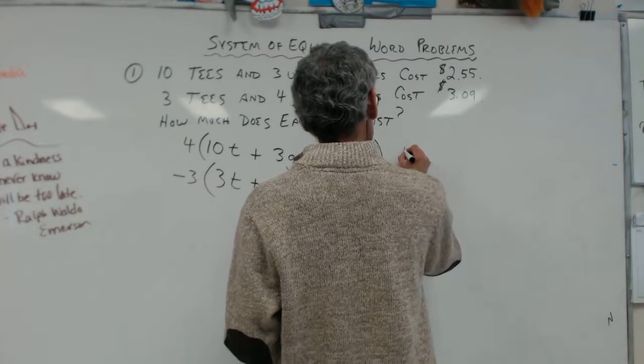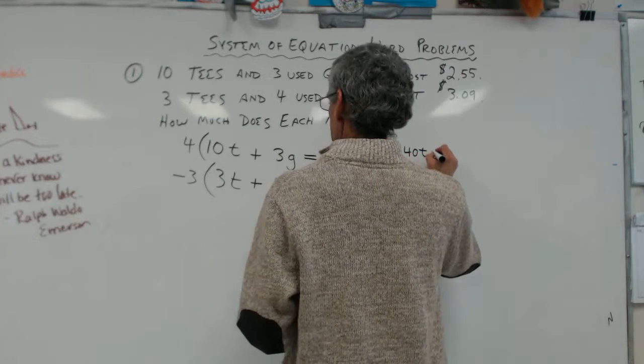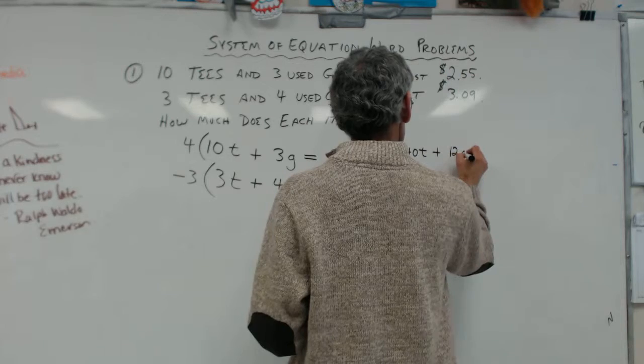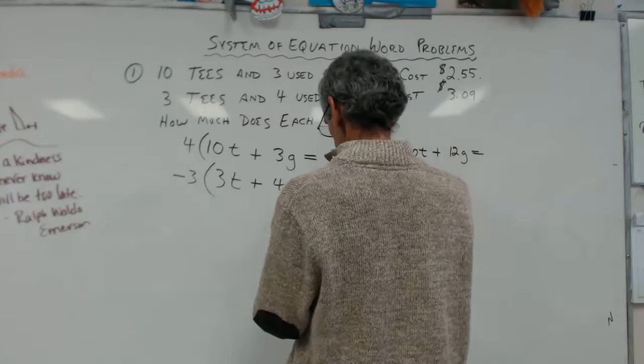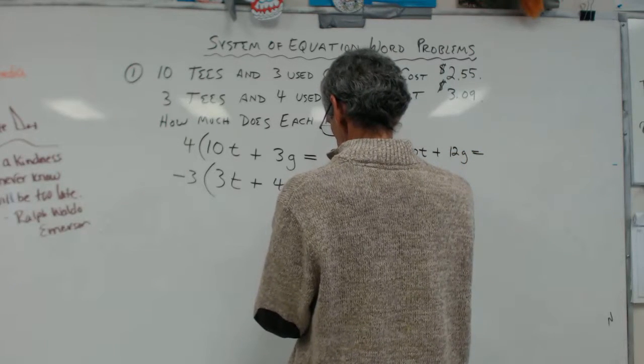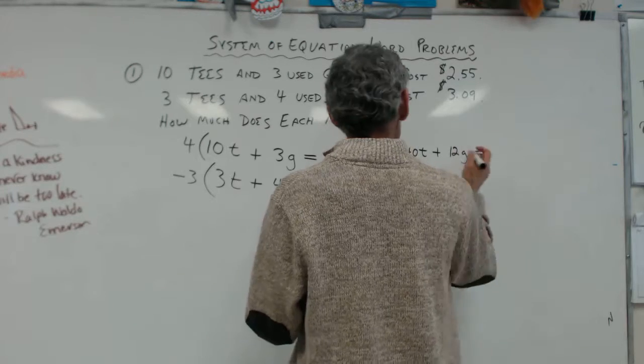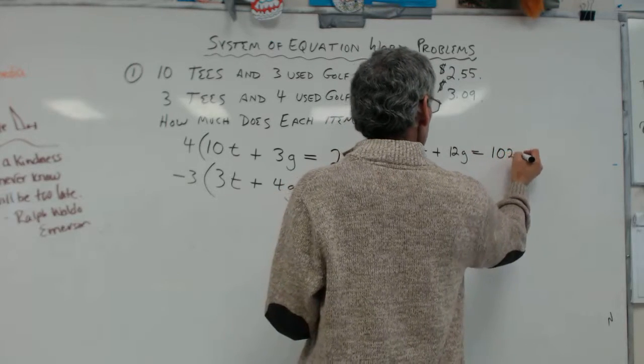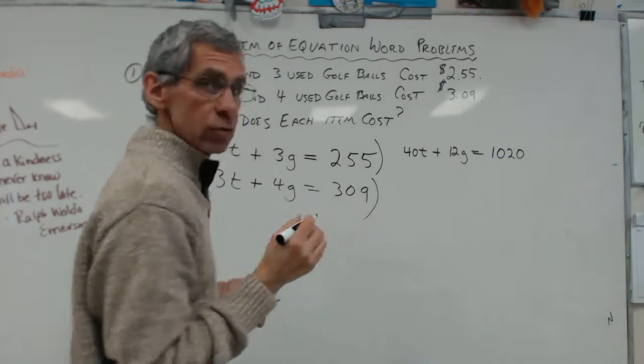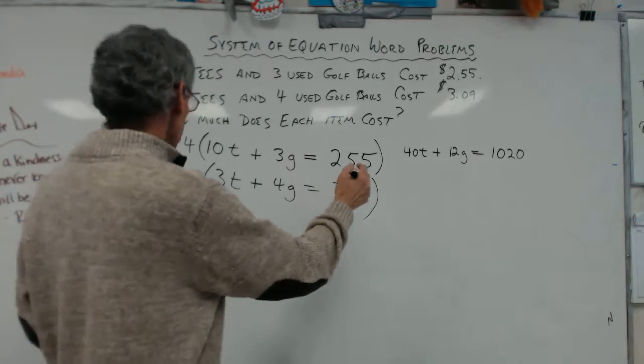So we get 40t plus 12g is equal to 1,020. Is it really? Yeah. We have calculators. Are we allowed to use calculators? Yes, on the homework you can totally use a calculator. It'll actually be so much easier.